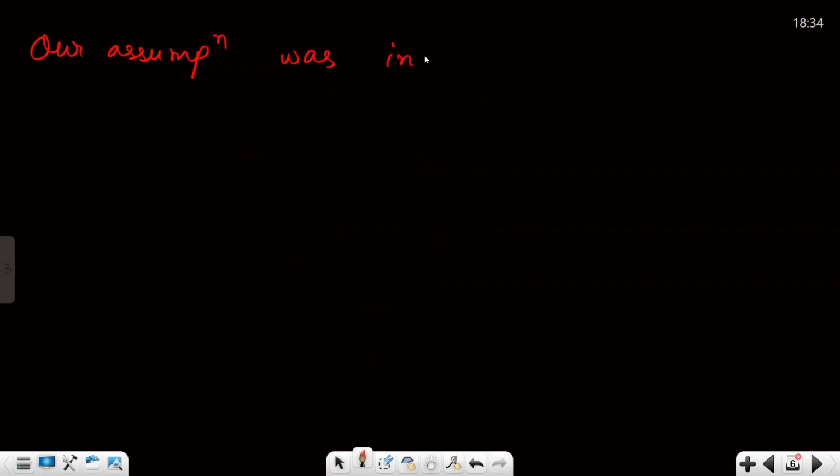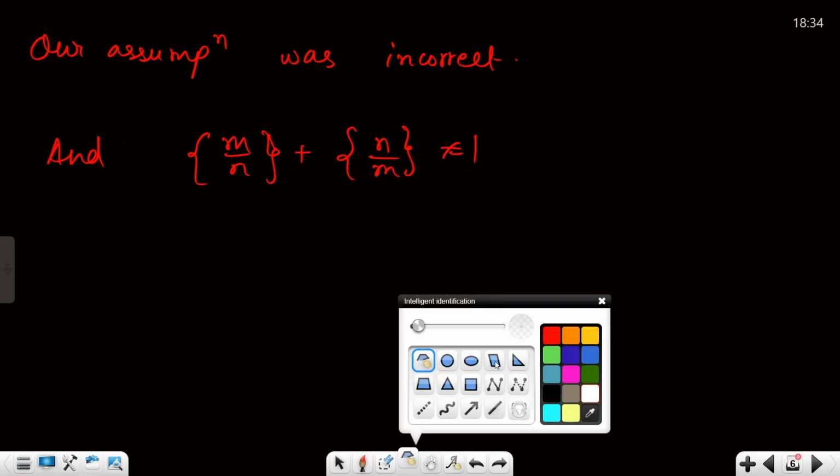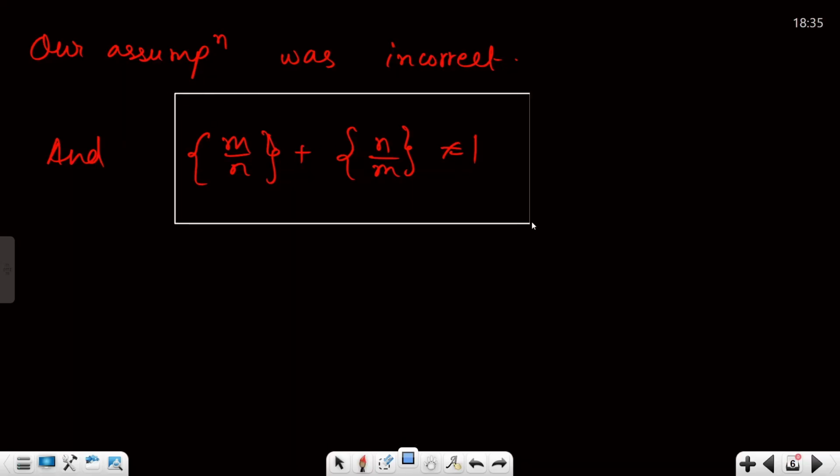So our assumption was incorrect, and we can say that the fractional part of m by n plus the fractional part of n by m is not equal to 1. And that's it, ladies and gentlemen. We have proved this question, and I hope you like this proof.